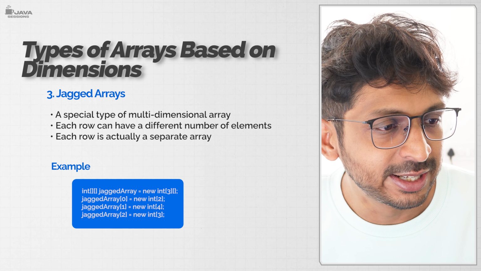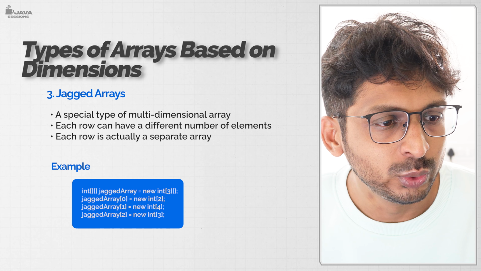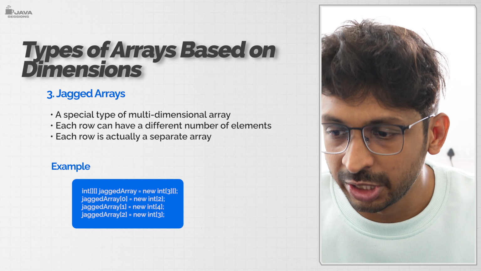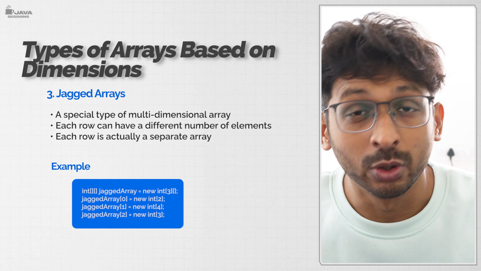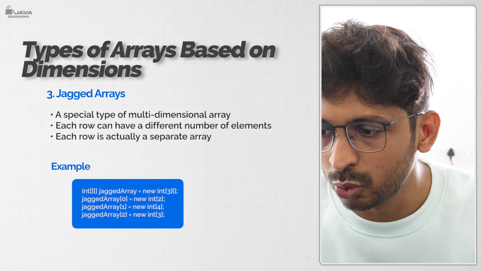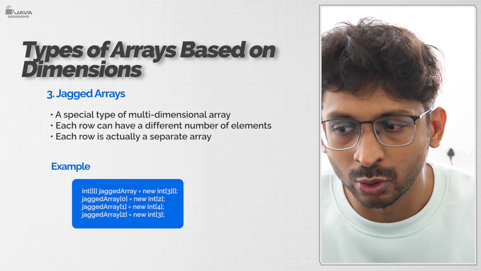So this is a 2-dimensional array here, and in a jagged array you specify the row first, that would be the 3, and for each row, that is the 0, 1, 2, we have specified a separate number of columns. So here the first row is going to have 2 columns, the second row is going to have 4 columns, the third row is going to have 3 columns.